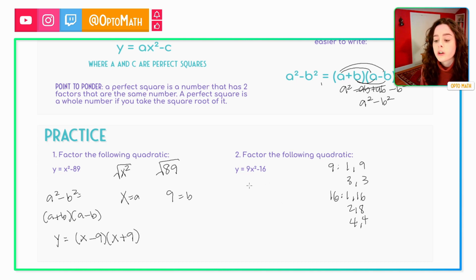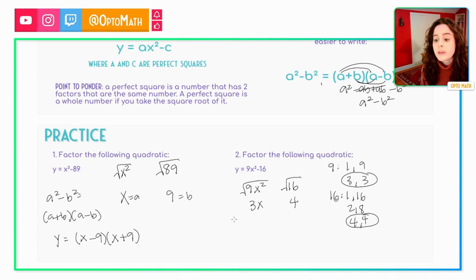So let's check our 9x squared and our 16 and see if they're perfect squares. If you take the square root of 9x squared, you get 3x. So that part works. Taking the square root of 16 is 4. So that works as well. And we could see that we have our doubled factors here. We could tell they're perfect squares from listing our factors.